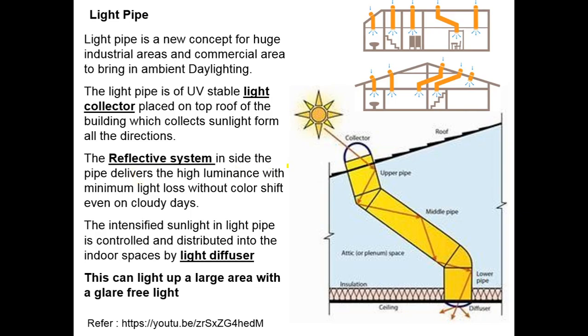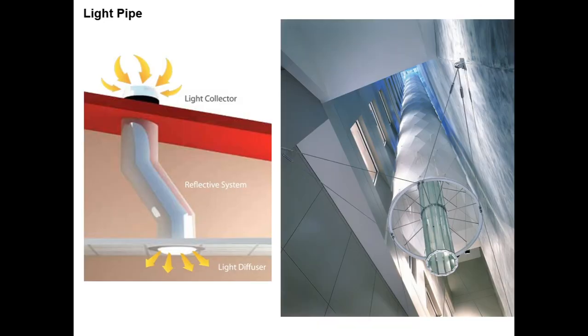The reflector system inside the pipe delivers high illuminance with minimum light loss and without color shift, even on cloudy days. So this can give you a glare-free light. This is very important. The light pipe is very important.